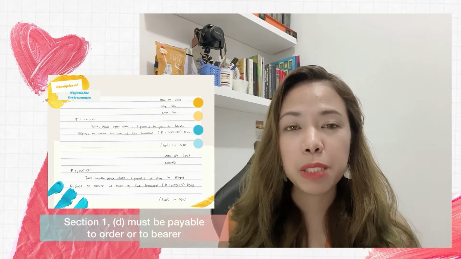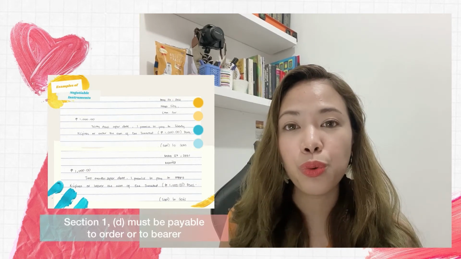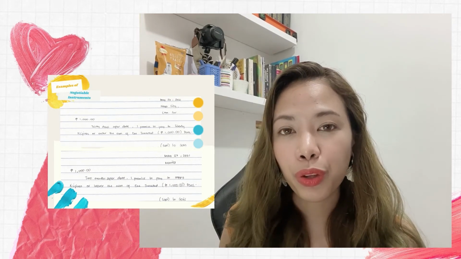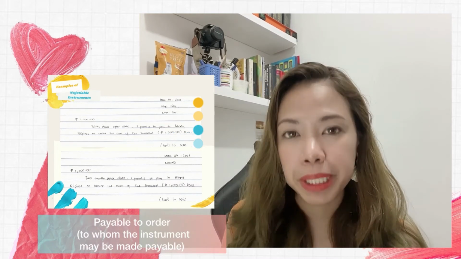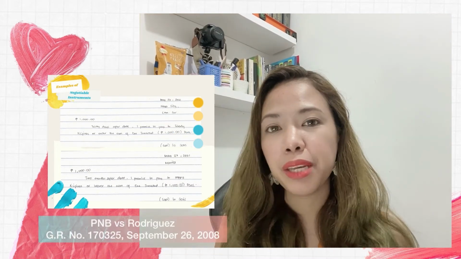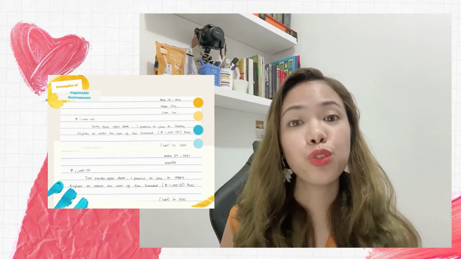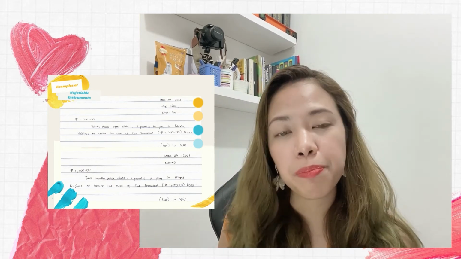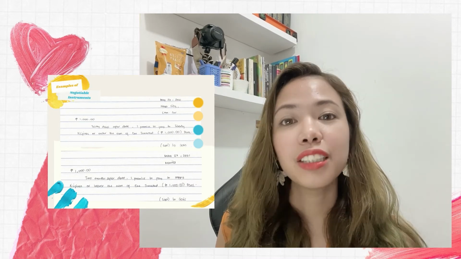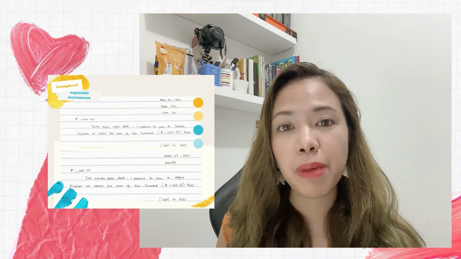Section 1D, it must be payable to order or to bearer. Payable to order, meaning to say to whom the instrument may be made payable. Citing the case of PNB versus Rodriguez, as a rule, when a payee is not intended to be the true recipient of the proceeds, the check is considered as a bearer instrument.